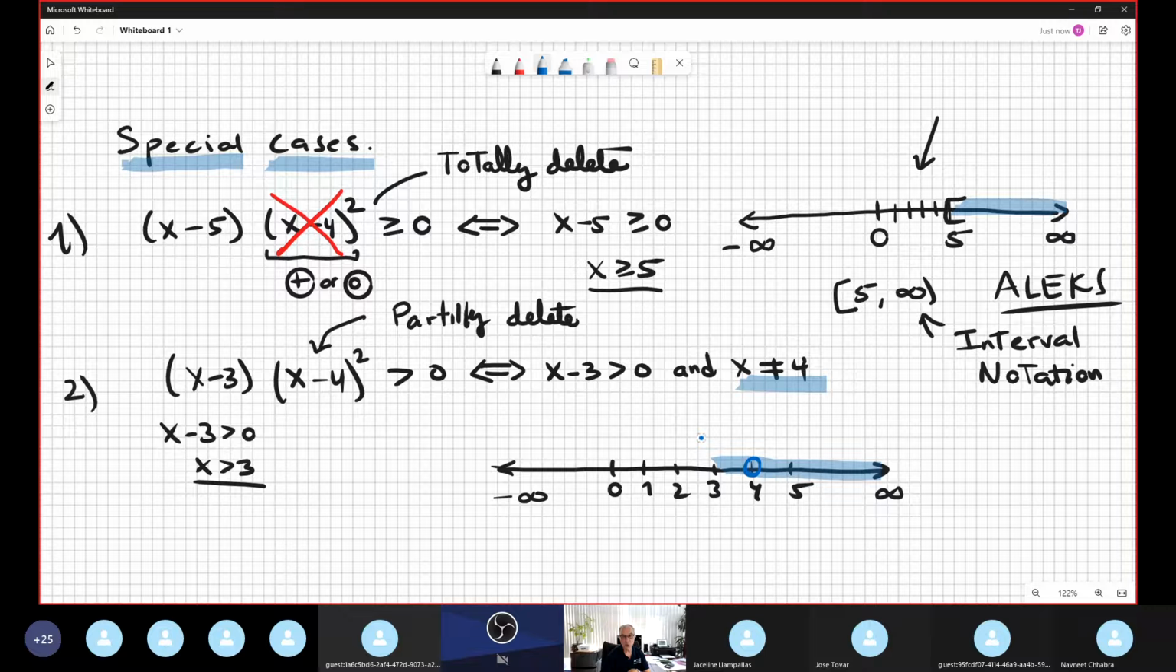But actually, the solution for this inequality is not one piece, it's two pieces. One piece is from 3 to 4, not including 3, not including 4, and one piece from 4, not including 4, to infinity. So the answer is parenthesis 3, 4, union, 4, comma, infinity. This is the answer. But basically, you solve this part, but you include one hole at 4, the solution x equal 4.